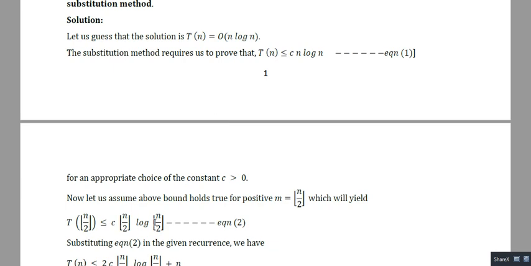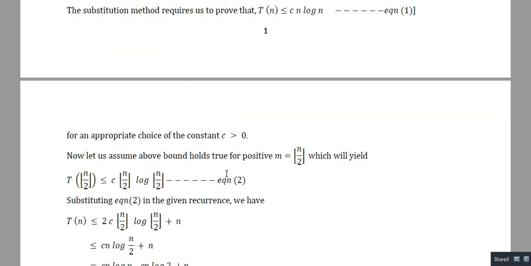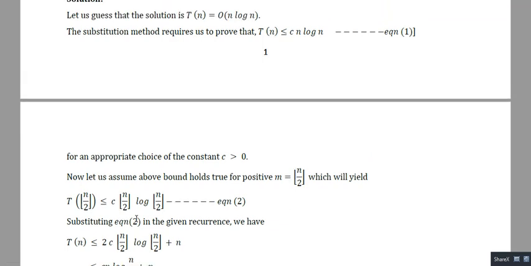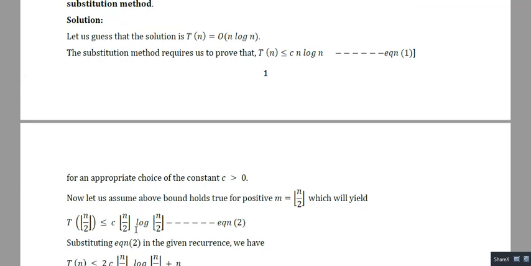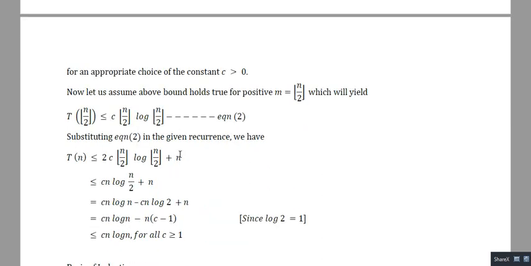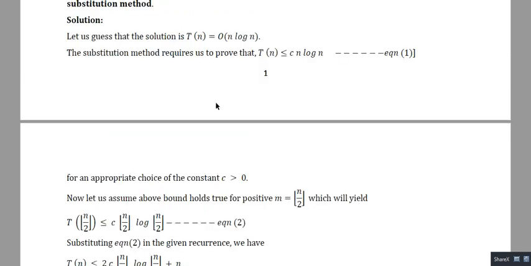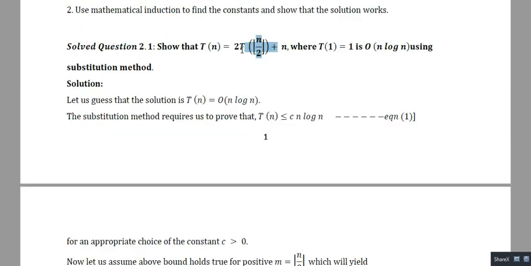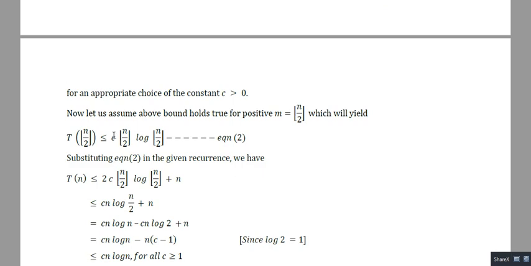Finally, we have to prove that T(n) is order of n log n. So now T(n/2) is less than or equal to c into n/2 log n/2. You can just take our original recurrence, T(n) = 2T(n/2) + n. In place of T(n/2), we can just put this value. So T(n) is less than or equal to 2 into this value plus n.